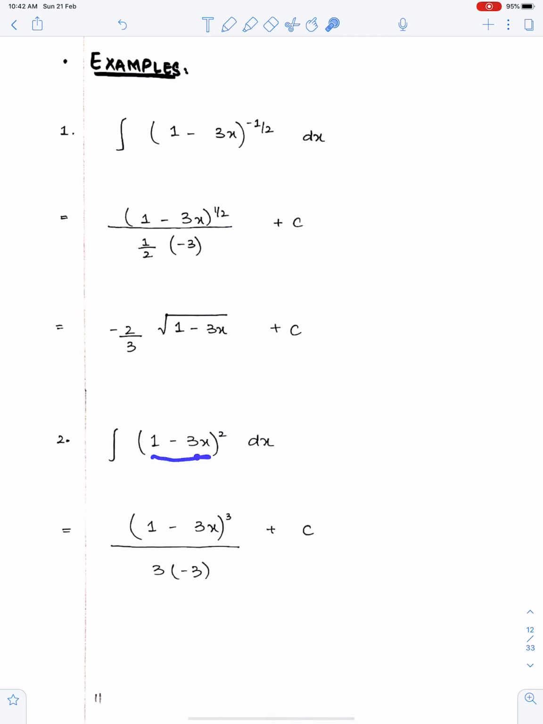Well, this is again a linear expansion. So you just need to add 1 in power, divide this expansion by the resultant power, which is here, and multiply this resultant power with the differential of this bracket. The differential of this bracket is -3. So -3 is here. Since this expansion is linear, you don't need to expand it. You can directly integrate this expansion.